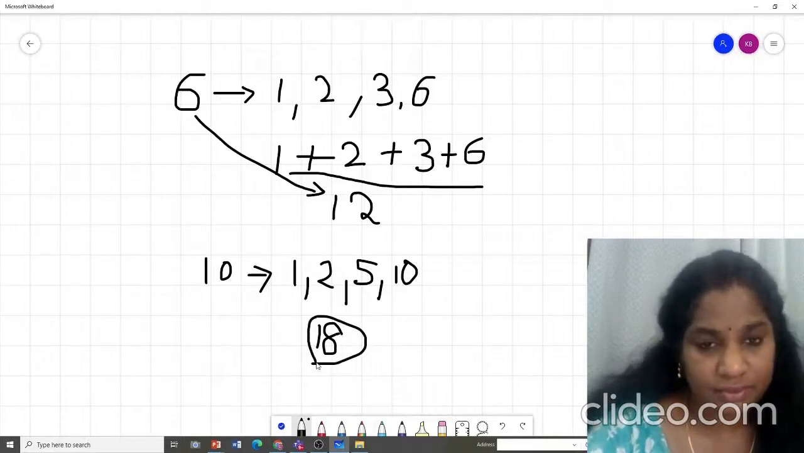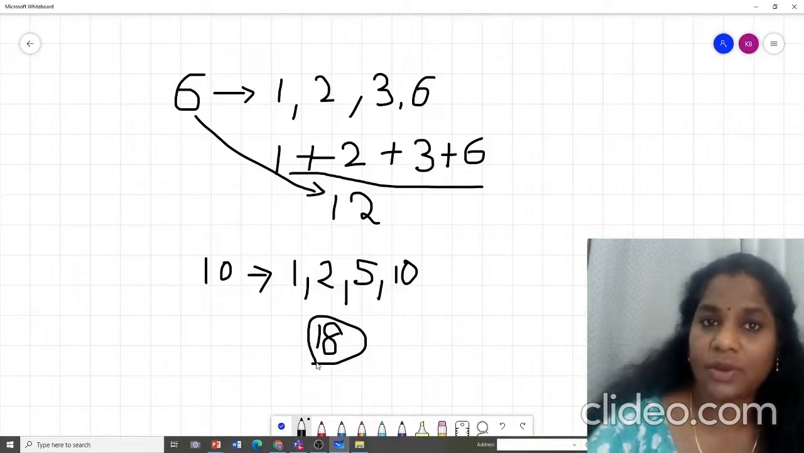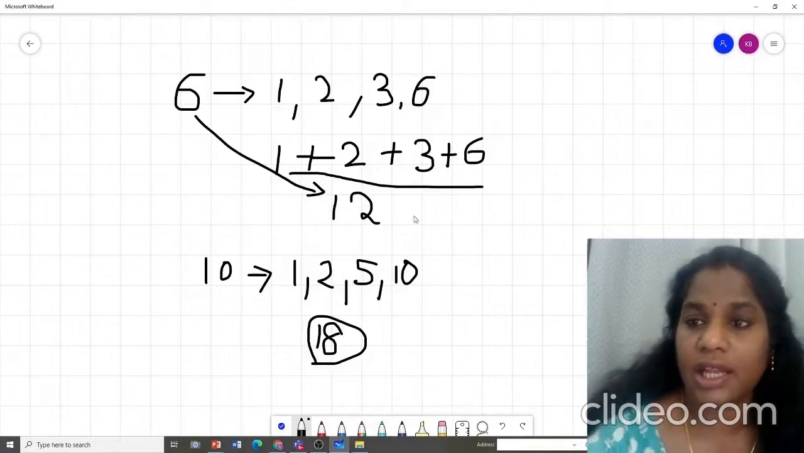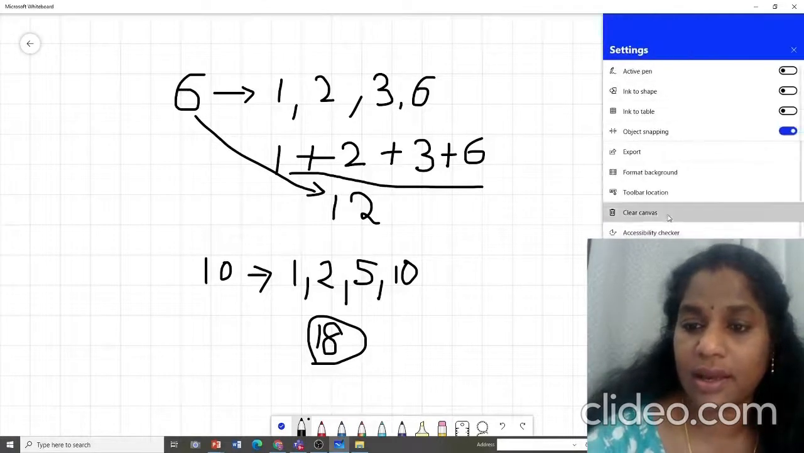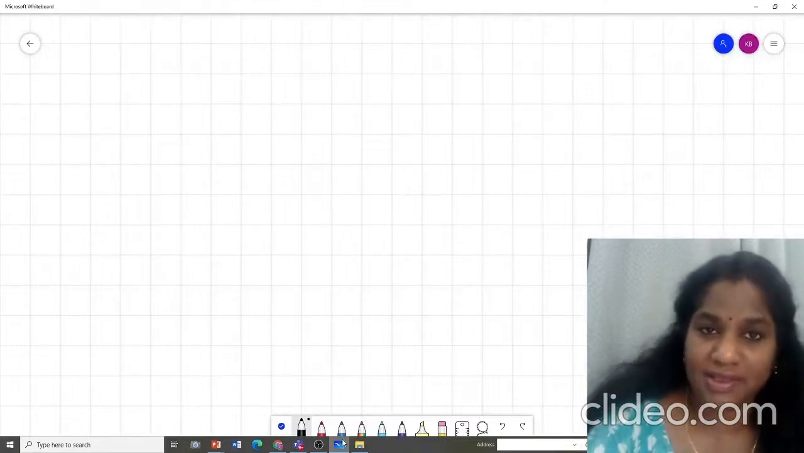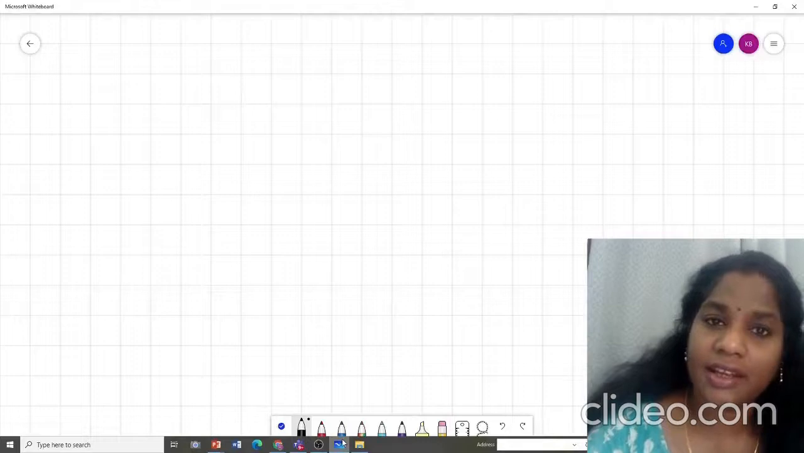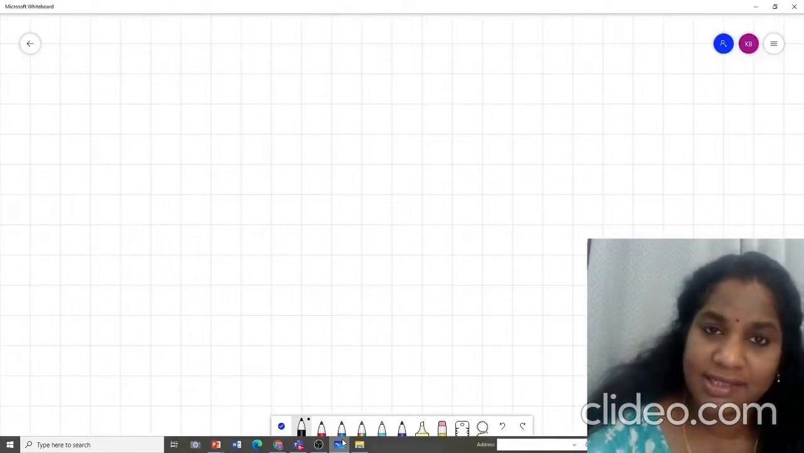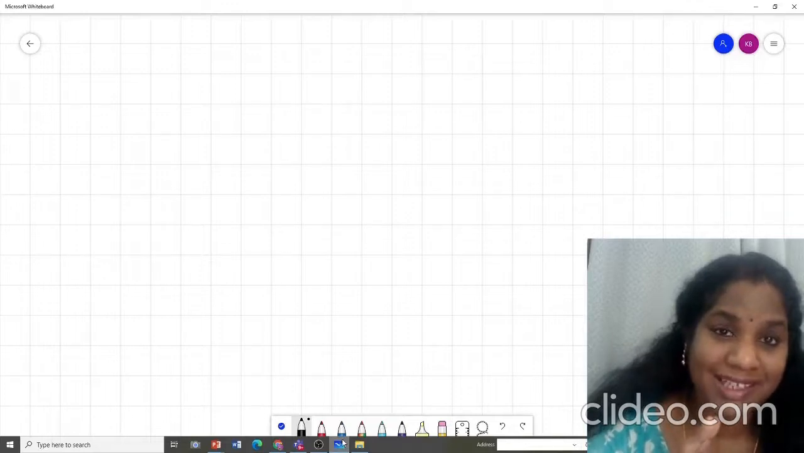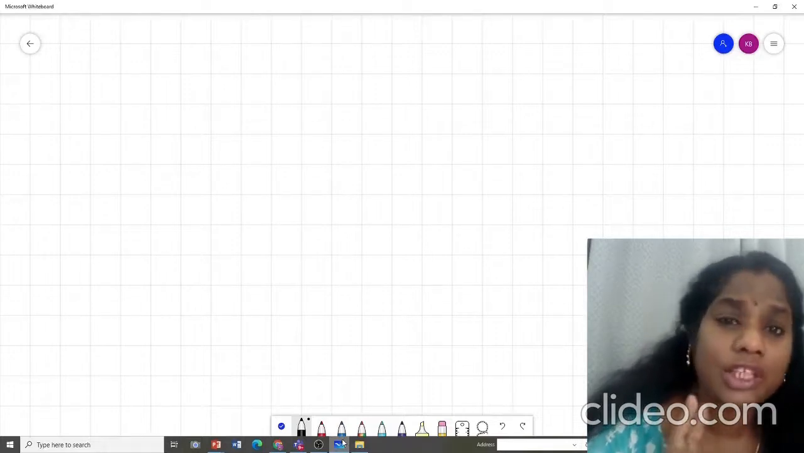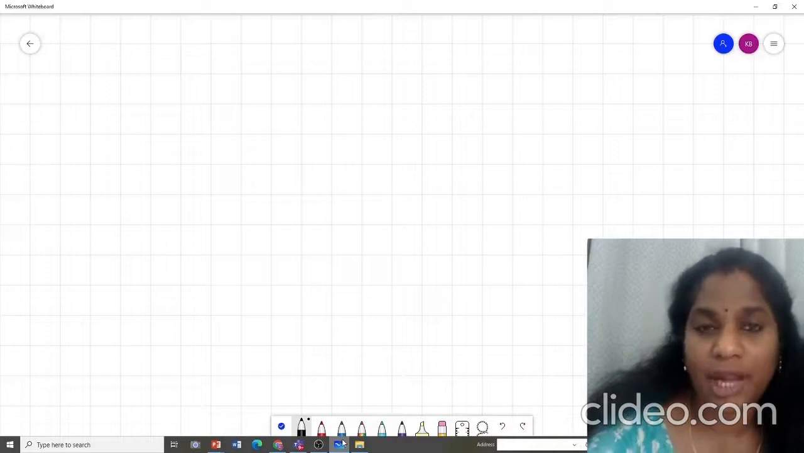Understood? That is what we have to understand about perfect number, factors and multiples. Now next one is prime numbers. What are prime numbers? It's very easy. Any number which has only two factors, that is, which is the minimum two factors that any number can have, 1 and the number itself. So any number which has only two factors, that is a prime number.